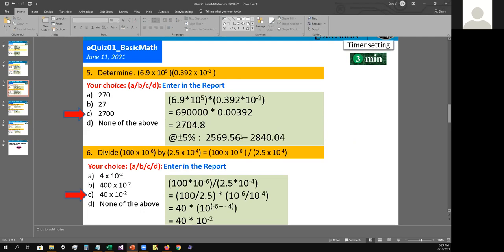Like Richard was saying, you look at the significant digits. The one with the least significant digits has two digits, so 27 here is the two significant digits. Mr. Yi, I did the math right and got 2704, but since C didn't say 2704, I chose D.